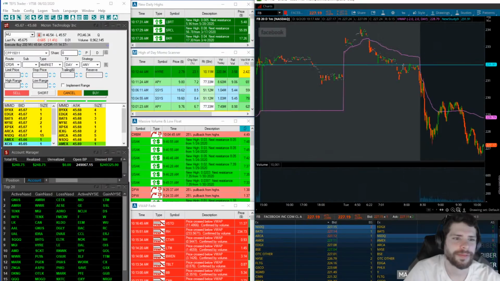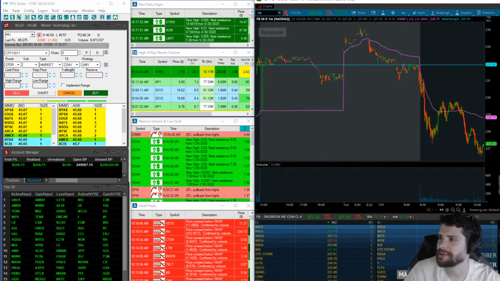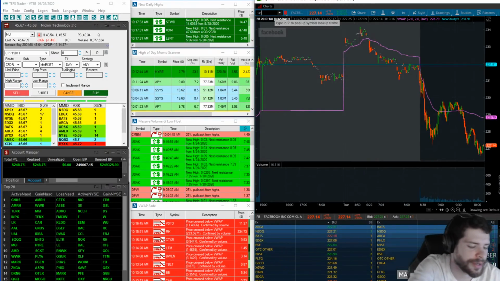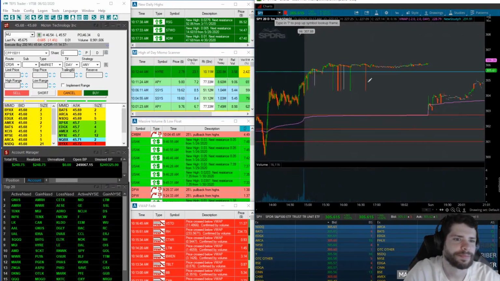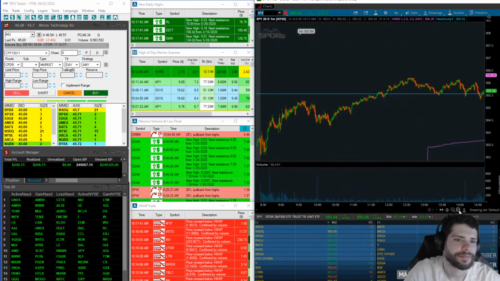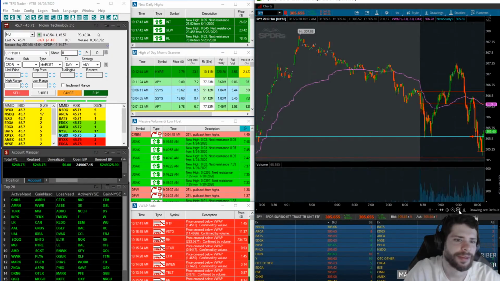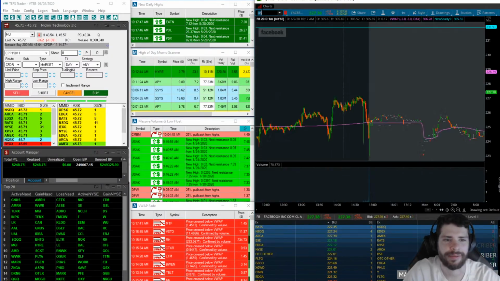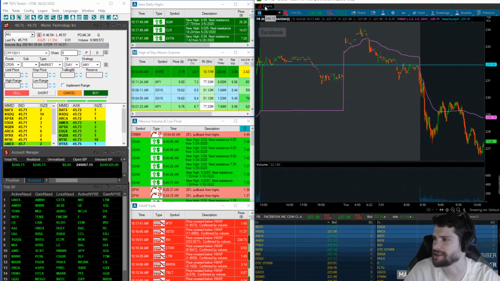Yeah, Facebook, it is following the market right now. If you look at Facebook and the SPY, both look very similar. So, pretty close to the market. Not exactly, obviously, but just close to the market. You're going to see that a lot. Just stocks follow the market.